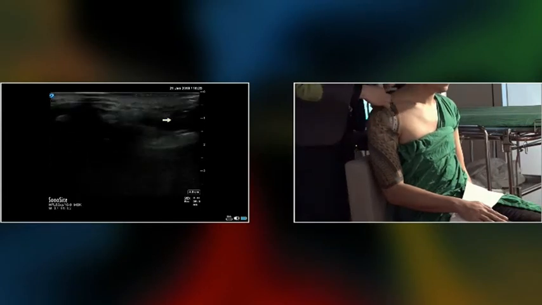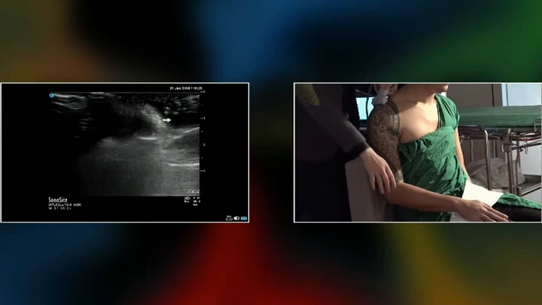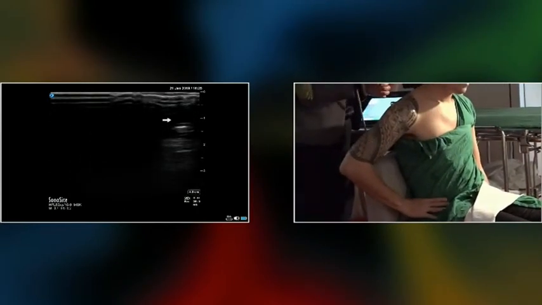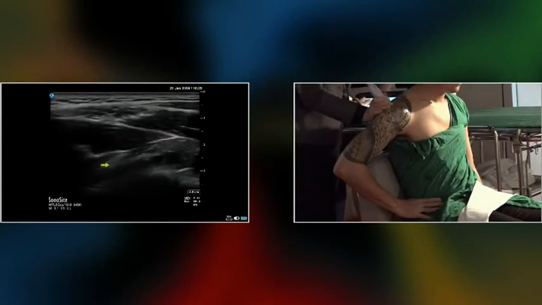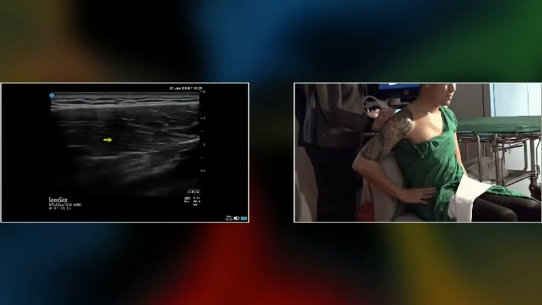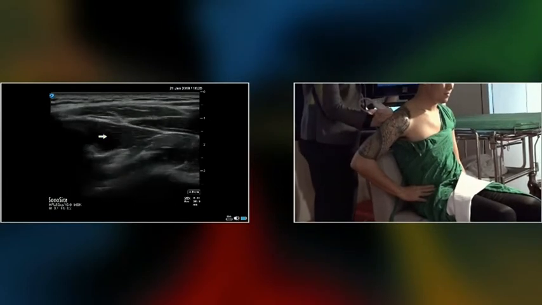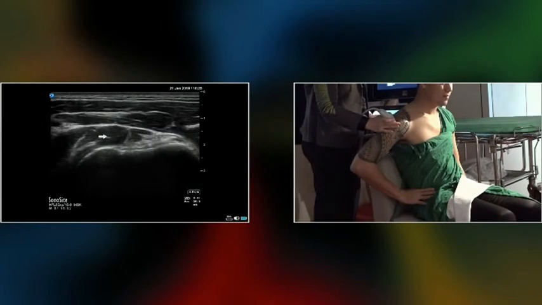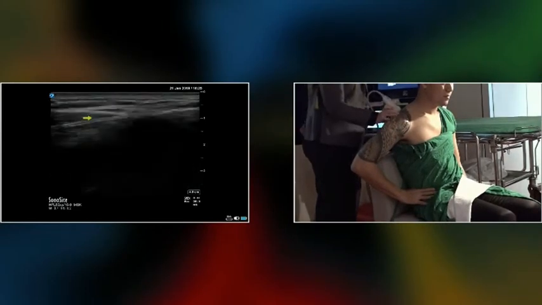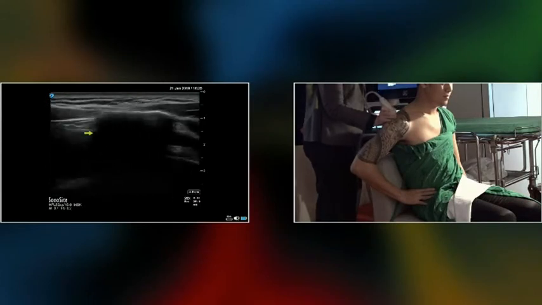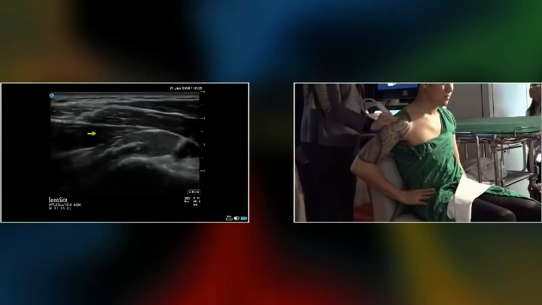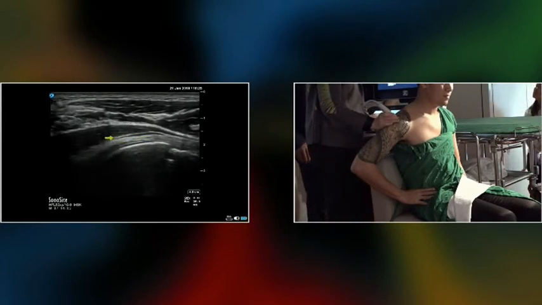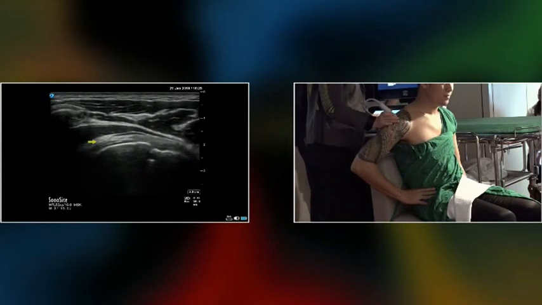Okay, so we want him to do the cast sign. So at the back, then we see the supraspinatus. At the top, this is the trapezius, and the supraspinatus. So you can see the supraspinatus from the posterior, and this is the myotendinous junction.